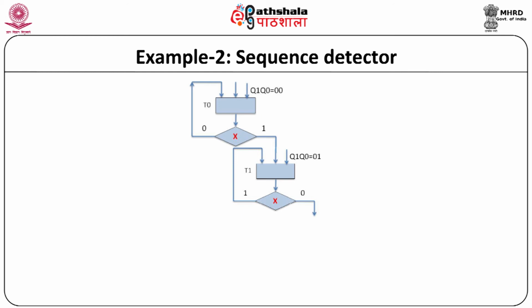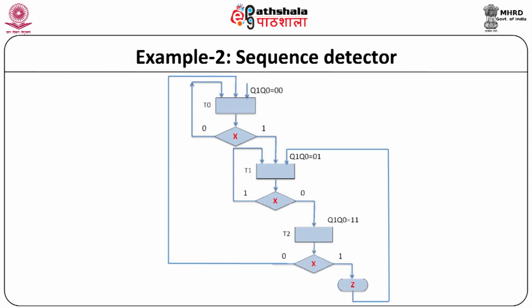Now, the state machine is in state T1. When x is applied, then the machine makes a transition depending upon the value of x. If the second bit of the sequence is not 0, then the state has a self transition. If the state machine detects 0, then it moves to the last bit detection, that is logic 1. Now, the state machine is in state T2.